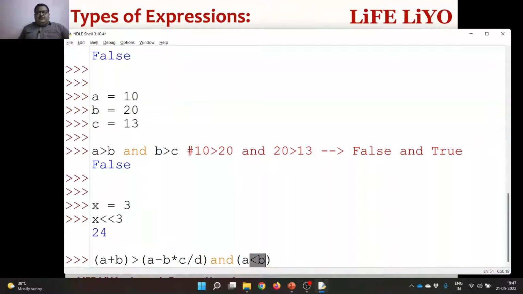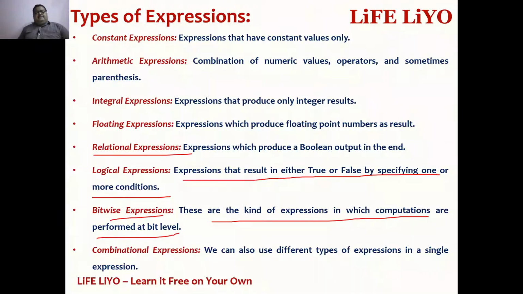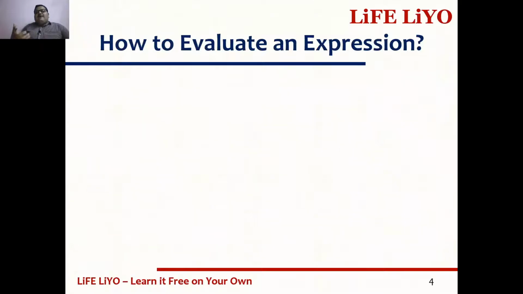And if you want to do this one, we can use that right shift key bitwise. So this is called as the combinational expression. Combinational expression means we can use the different types of expressions in a single expression. How to evaluate an expression? That is, after taking an expression, how that expression can be evaluated.